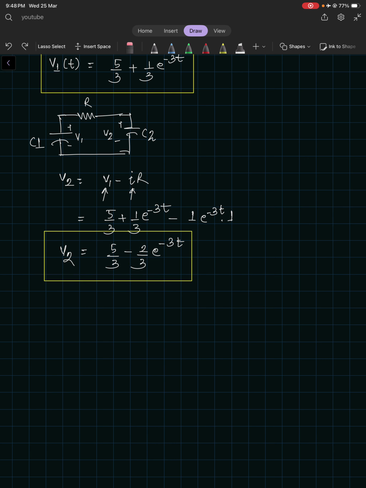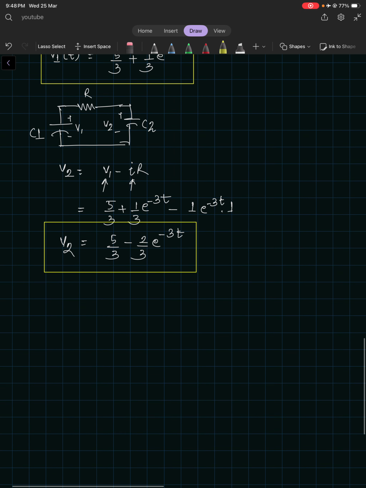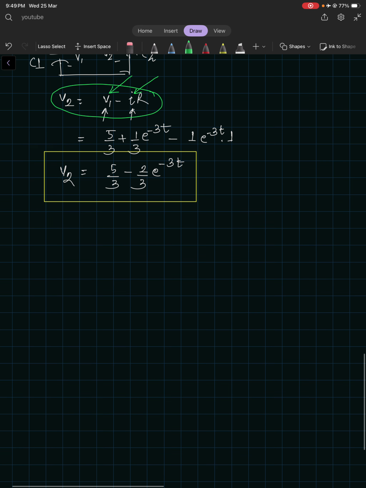If you see, this is the graph of V2. So we have found all the responses. There were two methods. Also you can find V2 in a similar way. V2 was also equal to, let me use the same color, V2. This V2 I have found using this equation, because I have already calculated I1 and V1. So V2 is simply subtracting IR from V1.